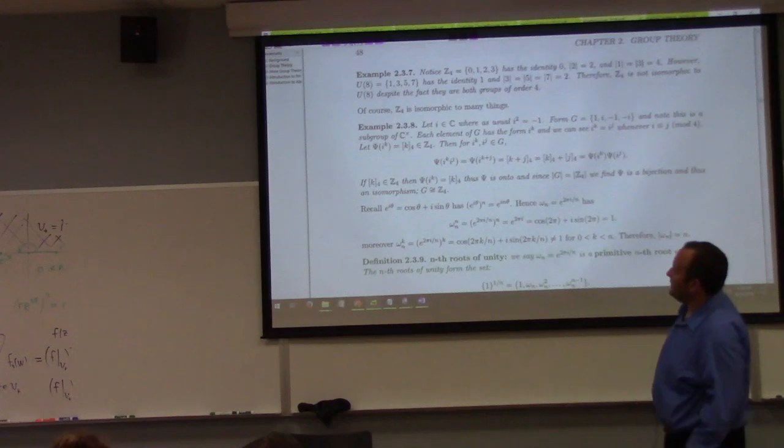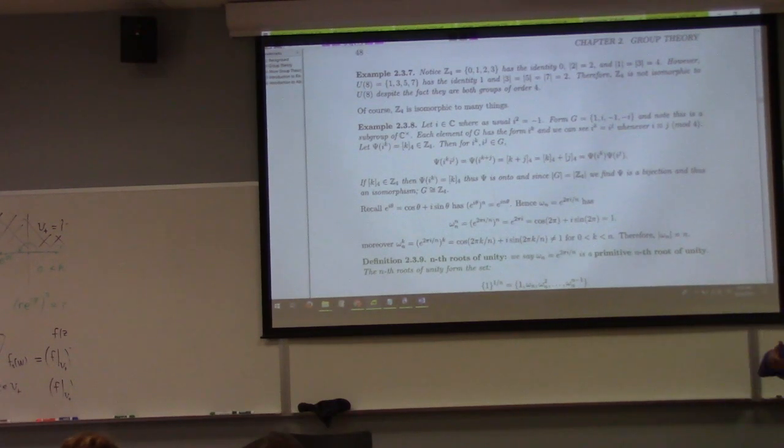I think we did example 2.3.7 in class pretty carefully. We showed Z4 is not isomorphic to U8 by seeing they're both groups of order 4, but we had three elements of order 2 versus just one element of order 2, right? And U8 has no elements of order 4, right? So these are not isomorphic. But then I argued that this set {1, i, -1, -i} is isomorphic to Z4. And I mentioned that this is in fact the fourth roots of unity.